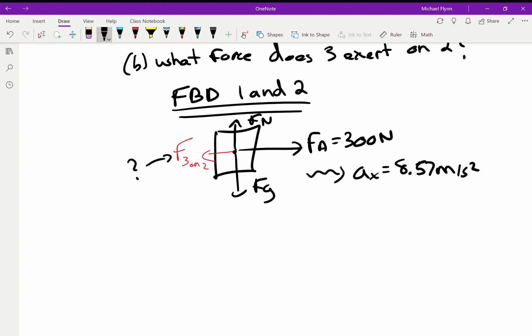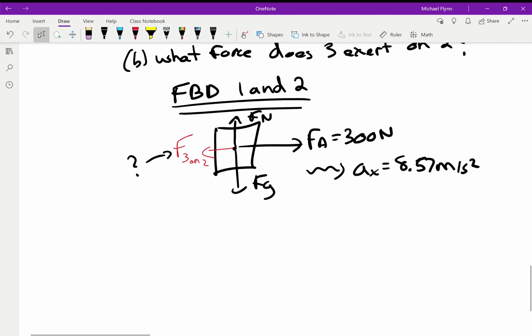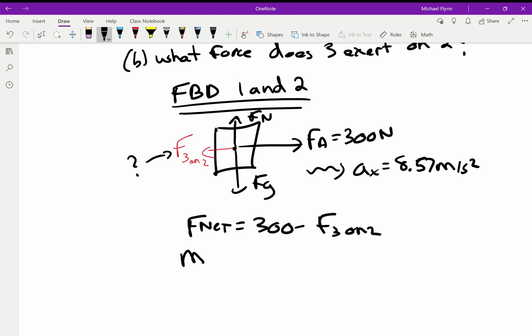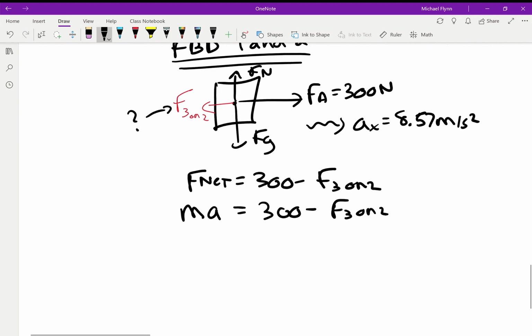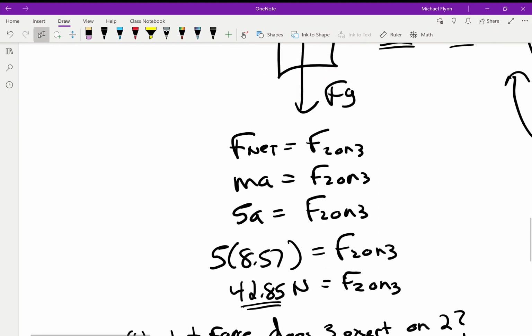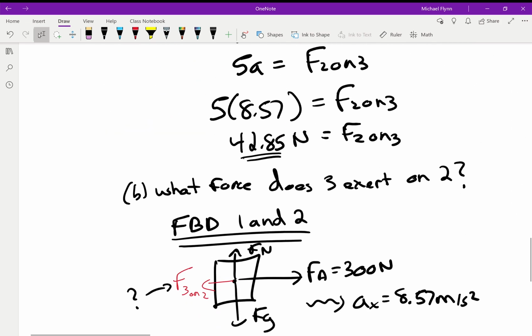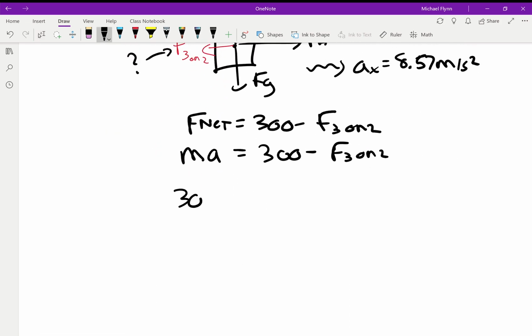It's that one. Okay, so if we work it out, the net force is equal to 300 minus the force of 3 on 2, like this. And that's a_x, 8.57 meters per second squared, so I'm just going to put everything in there now. I'm going to put ma is equal to 300 minus the force of 3 on 2. Now substituting in the mass, I'm combining 1 and 2, so the mass of my 2 boxes is 30 kilograms.